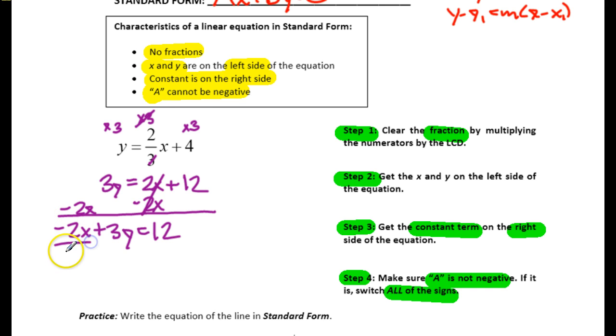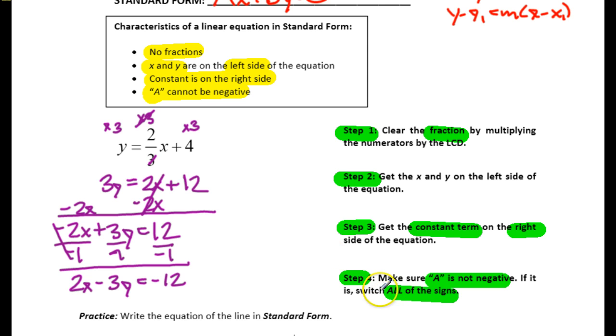So I can just technically divide everything by a negative 1. That doesn't change the number, but the negative divided by a negative makes it positive. So the negative cancels out. So that makes this just positive 2x. Positive 3 divided by negative 1 is negative 3y equals 12 divided by negative 1 is negative 12. Alright, that's technically what you're doing, is dividing by negative.